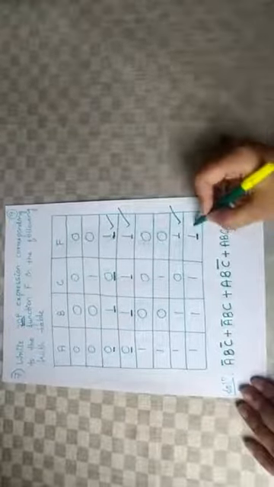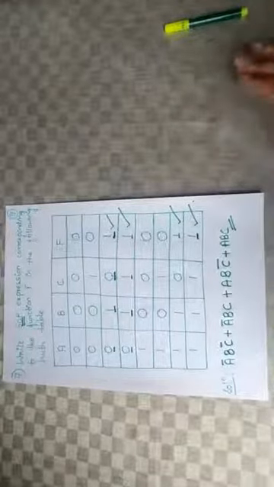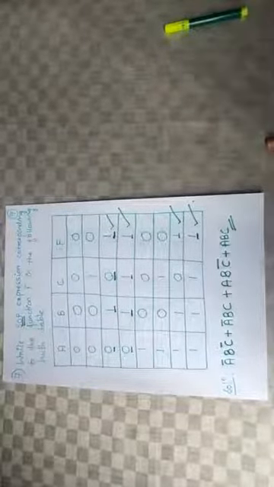Okay. So I hope students, now you are clear with how we draw the K-maps, how we simplify the expressions, and based on the K-maps, what are the varieties of problems that can appear. So, with this problem, we are completing the chapter Boolean Algebra.